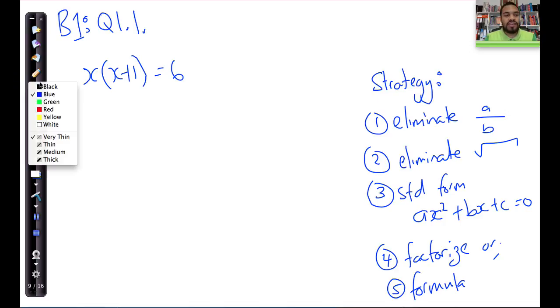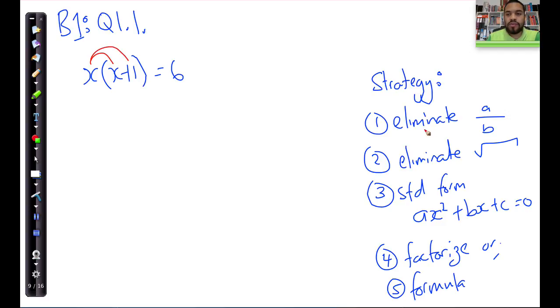So let's see, that was given, and let's work this out now. Let's multiply that into that and that into that. We don't have any fractions, so we don't need to worry about step one. We don't have any square roots, so we don't have to square both sides anyway. And now we can immediately go into standard form. So if we go into standard form, what do we get? We're going to get x squared plus x is equal to 6, right?